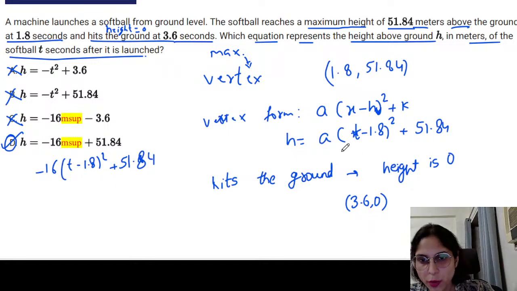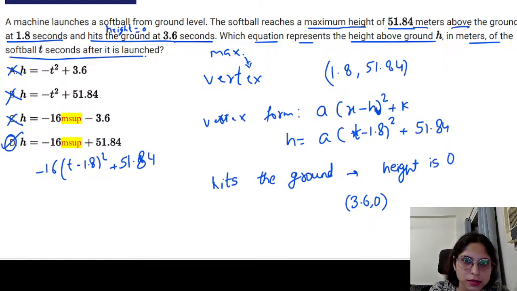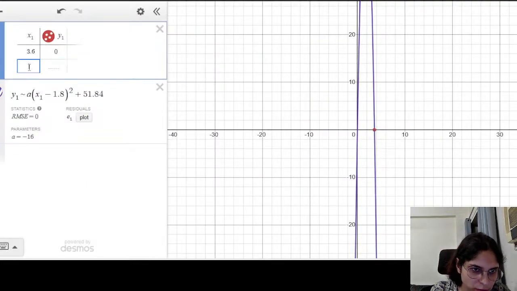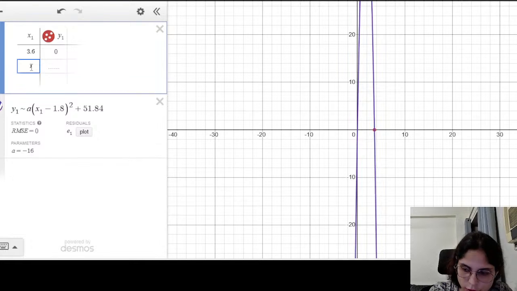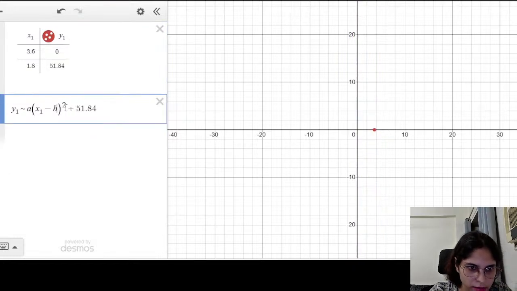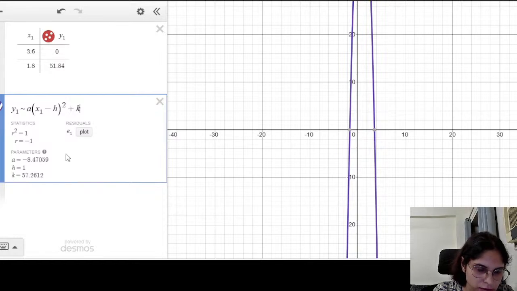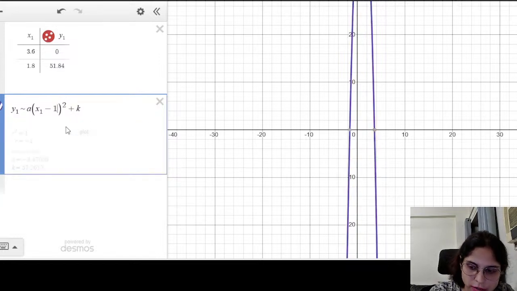So you use the other point to find the value of a, because h and k is already given to you because they are the vertex. X value of the vertex, y value of the vertex. I just want to tell you one more thing. Let's see if this works. So at 1.8 you have 51.84. And if you write the vertex form, you will not get the correct answers. Okay, everything will be different. That is why it is important to write the vertex over here.